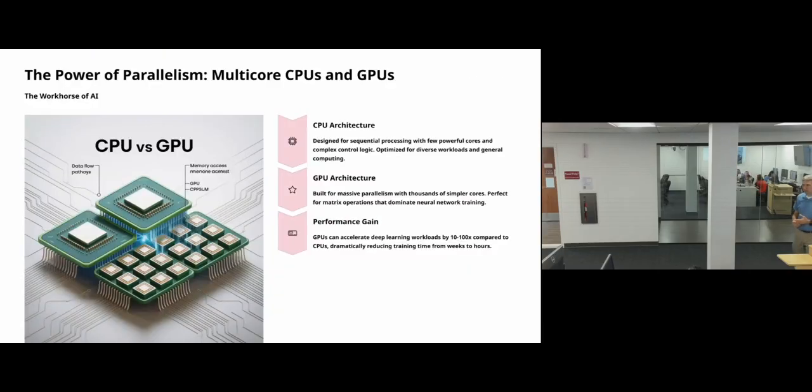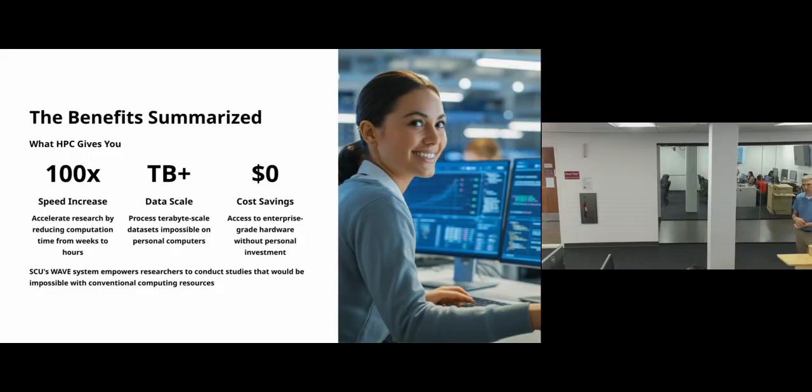So one of the major benefits of the HPC is the power of parallelism, right? It has servers with many, many cores in its CPUs, as well as GPUs, which have thousands of cores each. So this allows your simulations, your AI training, your AI inference, whatever you're doing, run much, much faster than it would on a normal laptop. So the benefits summarized here, you get huge speed increase, especially if you're using parallelism in running your experiments and doing your research.